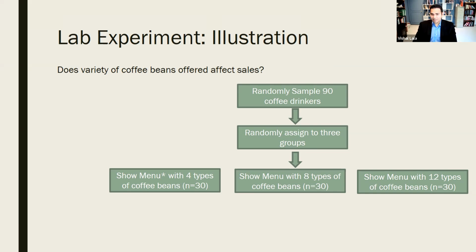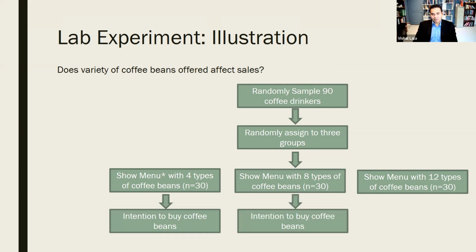Our next step is to measure the outcome variable. So we'll ask them now, they've seen the menu of coffee beans, their intention to buy coffee beans. We'll ask the next 30 people the same question, and the last 30, the same question. Ultimately, we're going to have three measures, one for intention to buy coffee beans for group 1, 2, and 3.